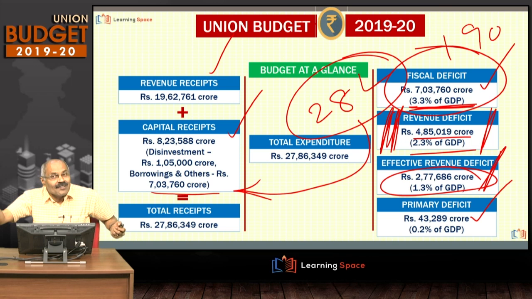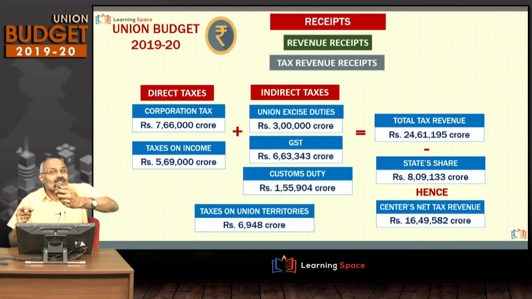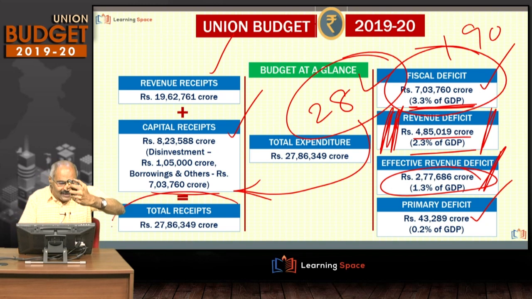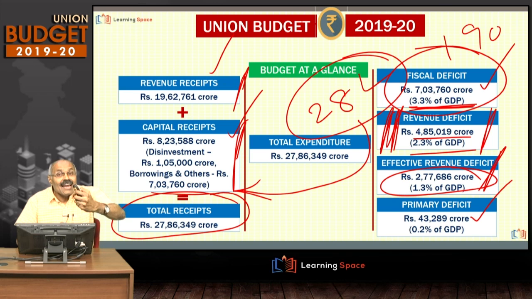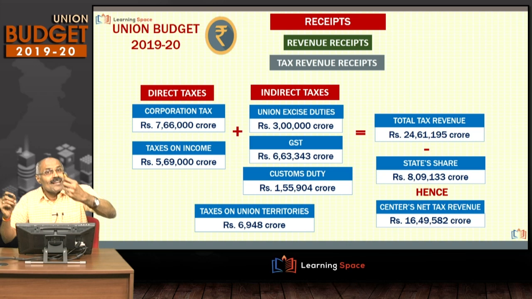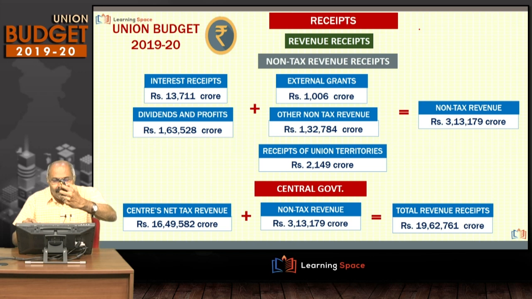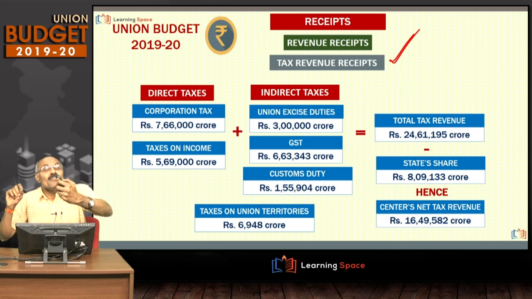Let us leave this discussion here and let us look at revenue receipts. We have seen here total receipts are around 28 lakh crores. Out of around 28 lakh crores, around 20 lakh crores are revenue receipts. Around 8 lakh crores are capital receipts. Let us look at them one by one. Revenue receipts. Out of revenue receipts, you can bifurcate them into tax revenue, non-tax revenue, right? This is tax revenue, this is non-tax revenue, both put together, that will become total revenue receipts.